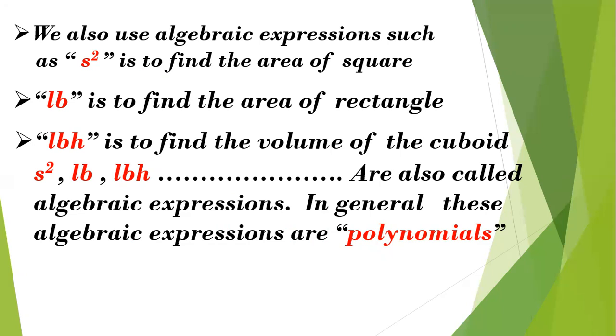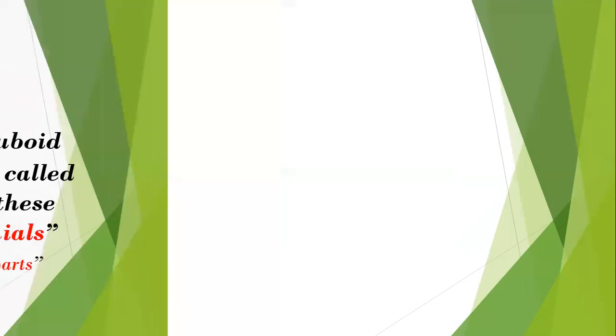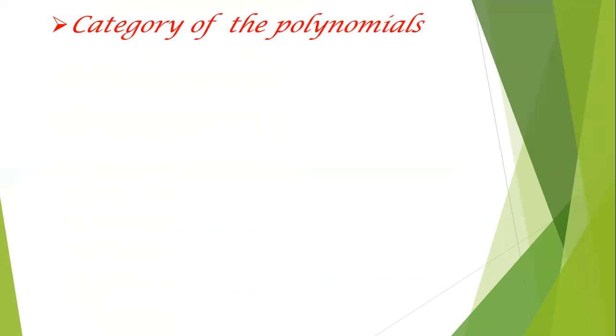So I will give a small idea about polynomials, which is poly means many and nomial means parts. So whenever you write a polynomial, it has many terms. So poly means many and nomial means parts. So a polynomial is many parts. I will again observe here the categories of the polynomials. So how are the polynomials categorized?